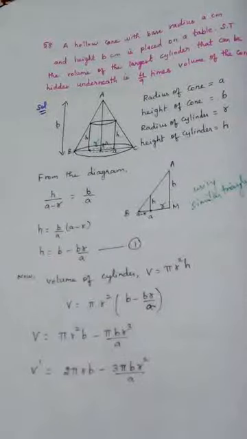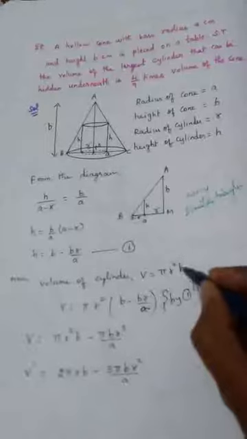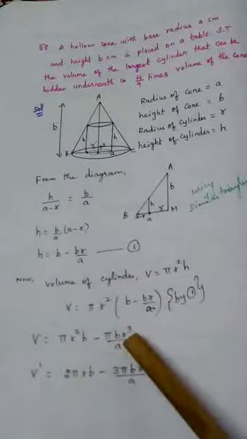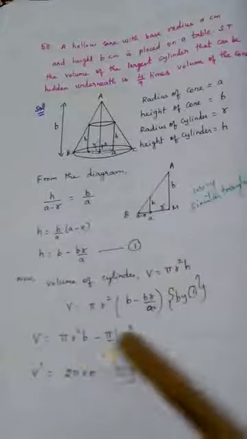This is by equation number 1. By equation number 1, h is replaced by this. So bringing this inside, you will get these two terms. This is called the volume function. We want this to be maximum.